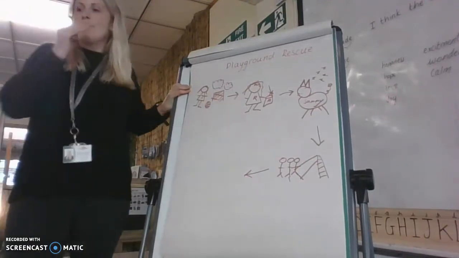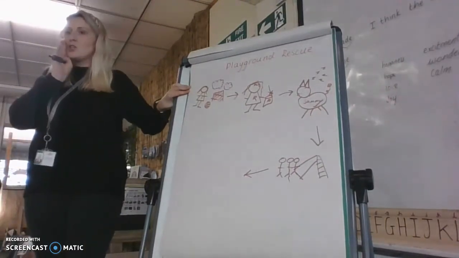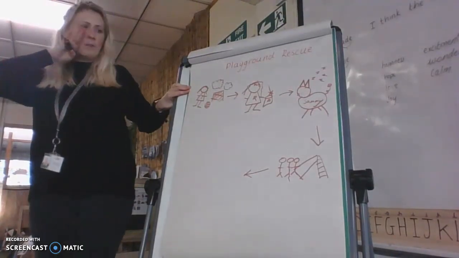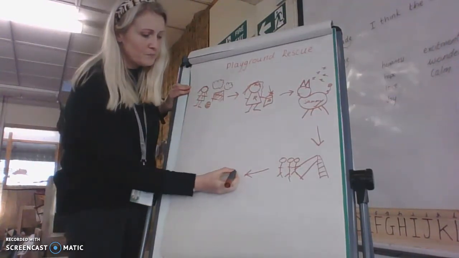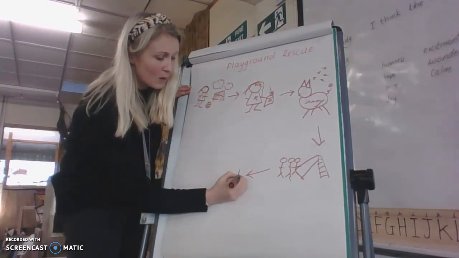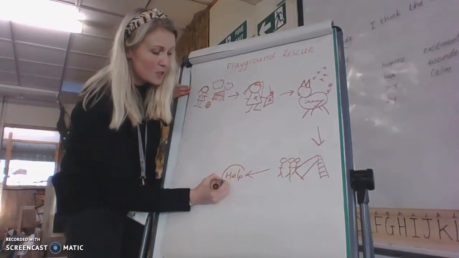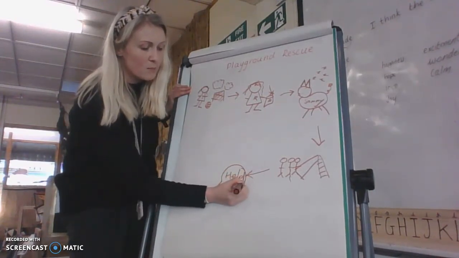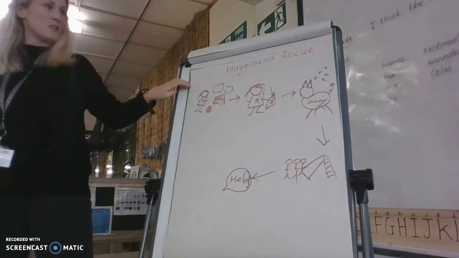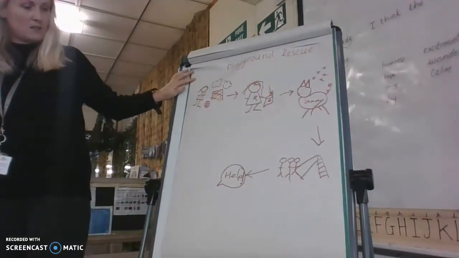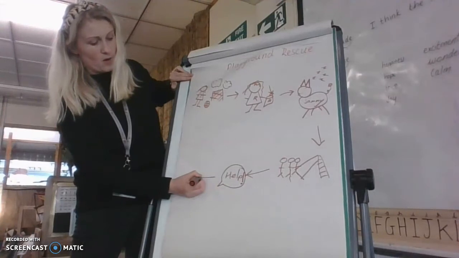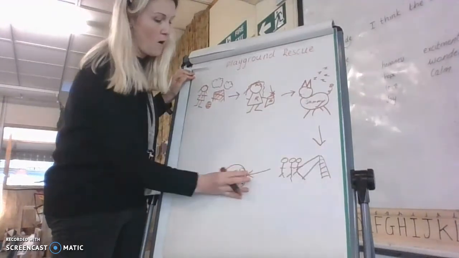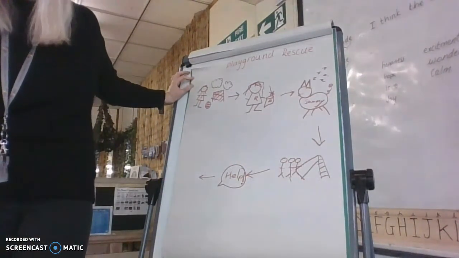Then what happened? Can anybody remember what happened? At the park somebody shouted something. Can you remember what word they shouted? Yes. Help! Help! Help! So I might write the word help in a speech bubble. So we know it's somebody shouting help, and I might do an exclamation mark because that means somebody's shouting. And I'm going to do another arrow here. So that's the help part of the story.